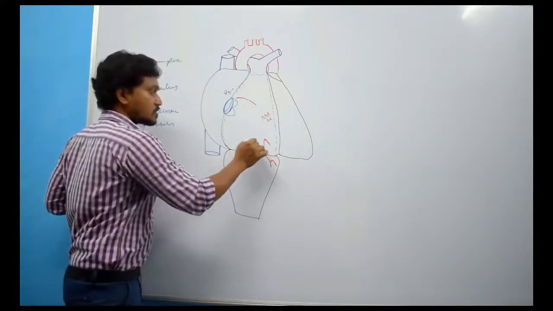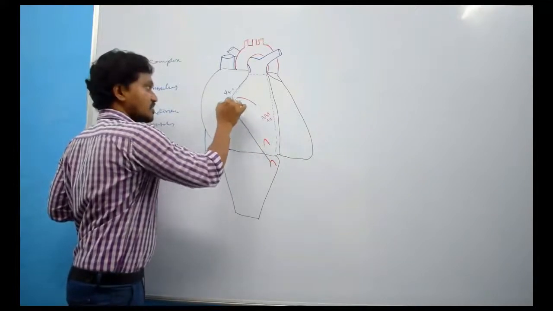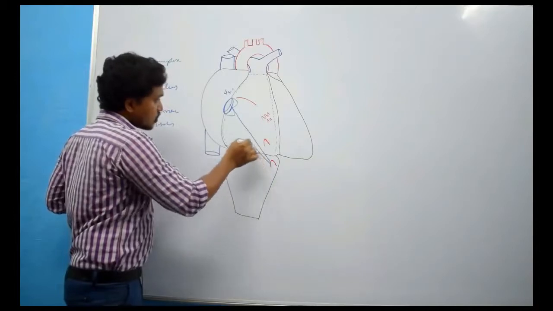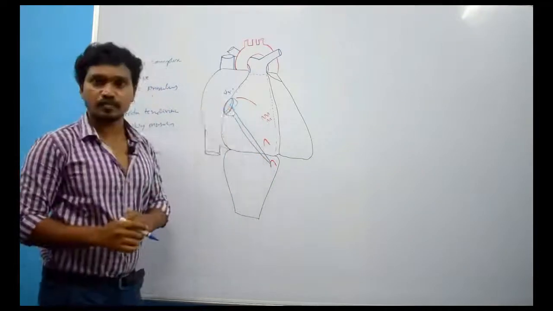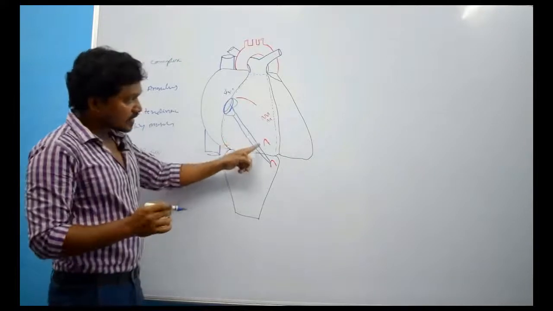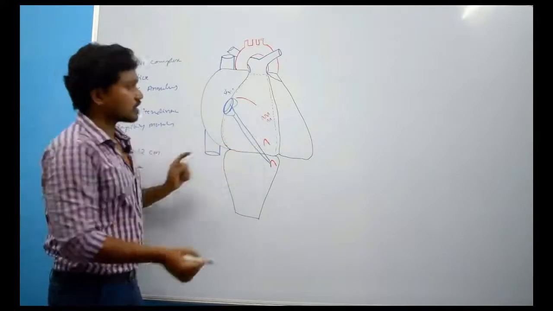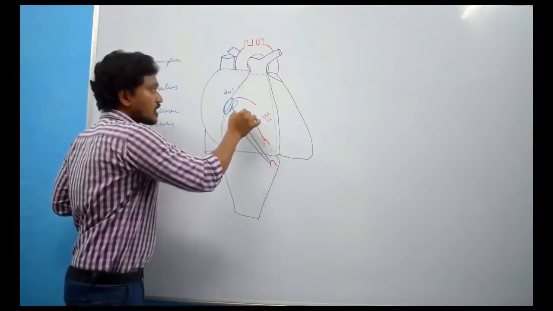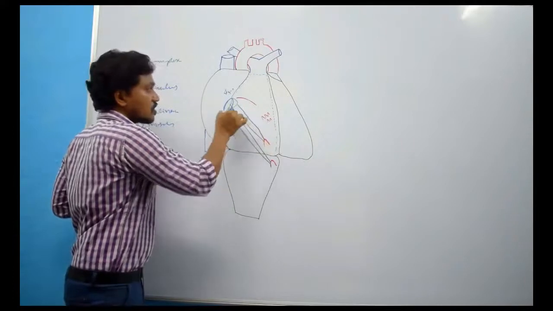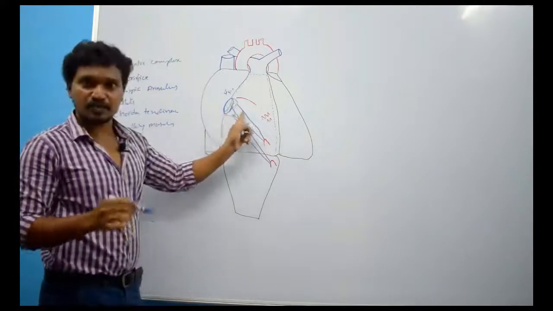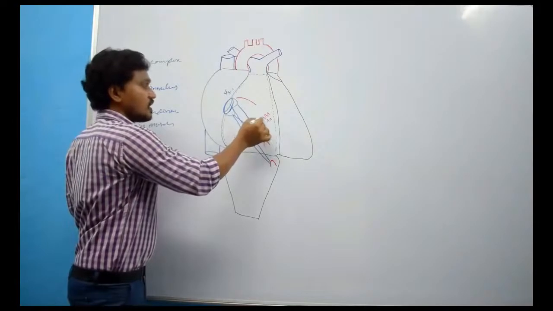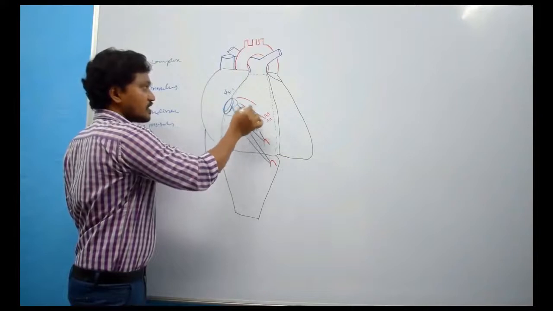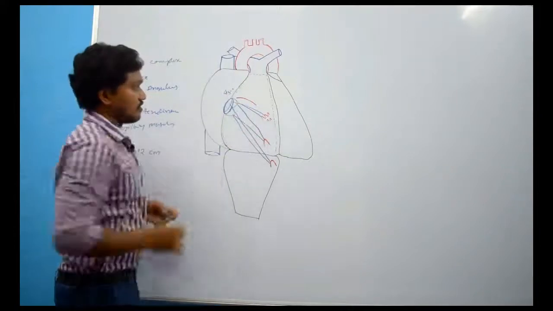If you see the chorda tendineae attaching to the papillary muscles, they connect the anterior papillary muscle to the anterior leaflet and also to the posterior leaflet. Then chorda tendineae from the posterior papillary muscle connect to the posterior leaflet and also the septal leaflet. Then chorda tendineae from the septal papillary muscle attach to the septal leaflet and also the anterior leaflet.